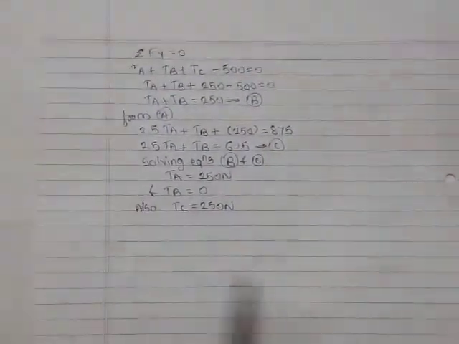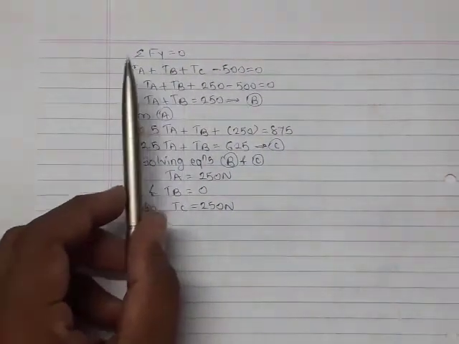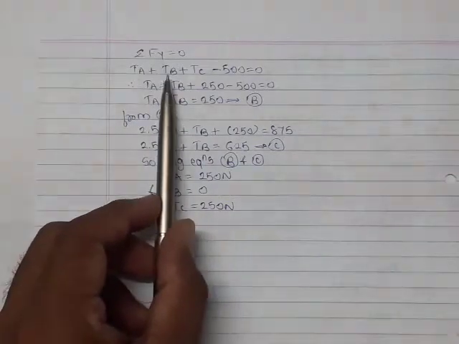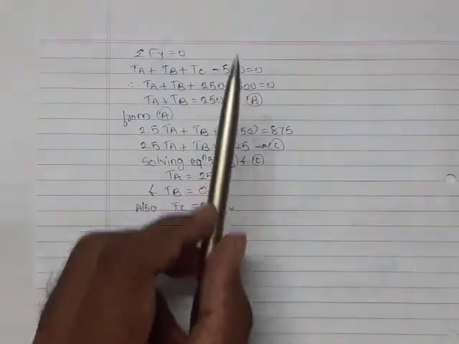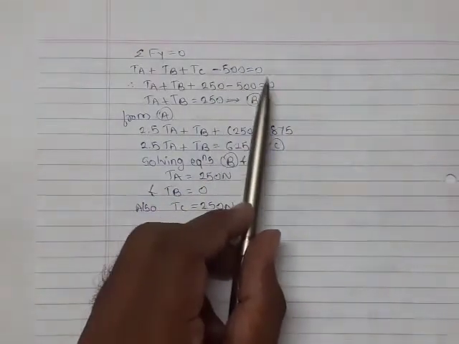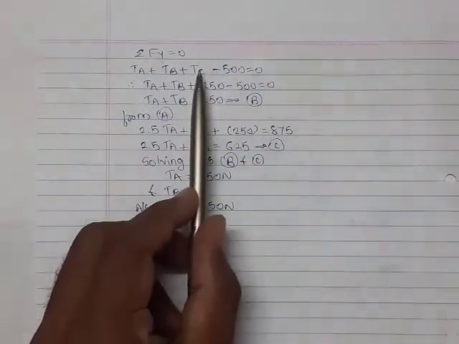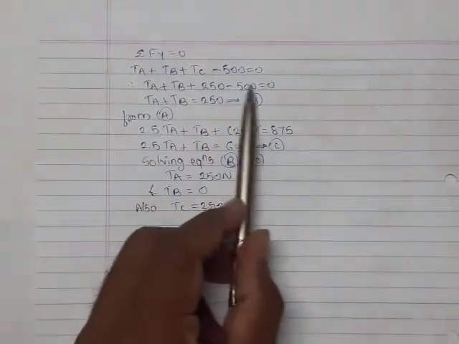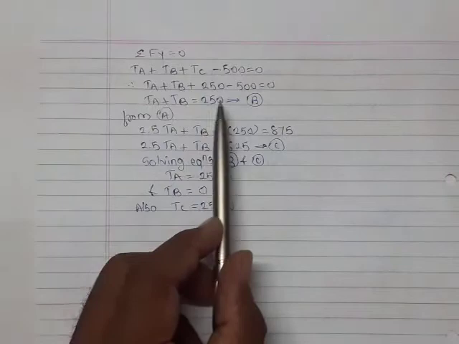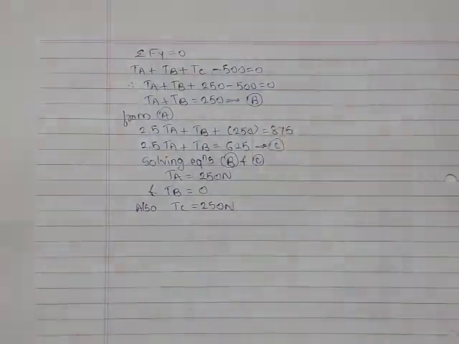Now we will apply the condition summation Fy equal to 0. So when we apply this condition of equilibrium, we add TA, TB, TC going in vertically upward direction, minus 500 going in vertically downward direction equal to 0. We'll put the value of TC calculated earlier as 250. So this equation gets simplified as TA plus TB equals 250 Newton. This is given as equation B.